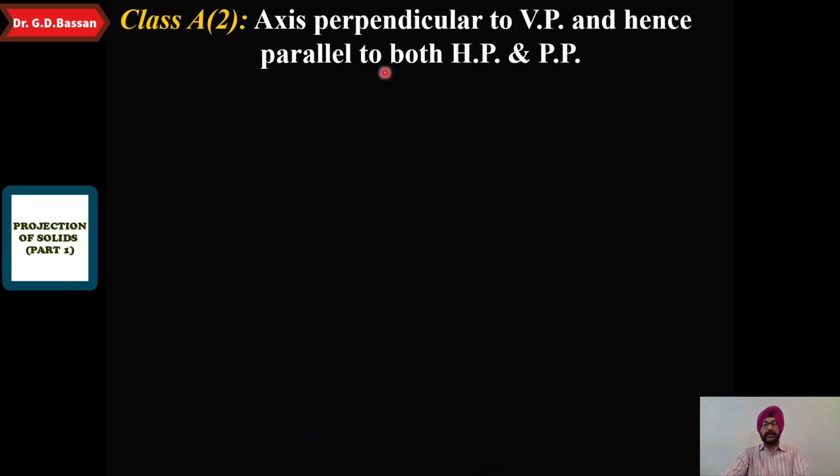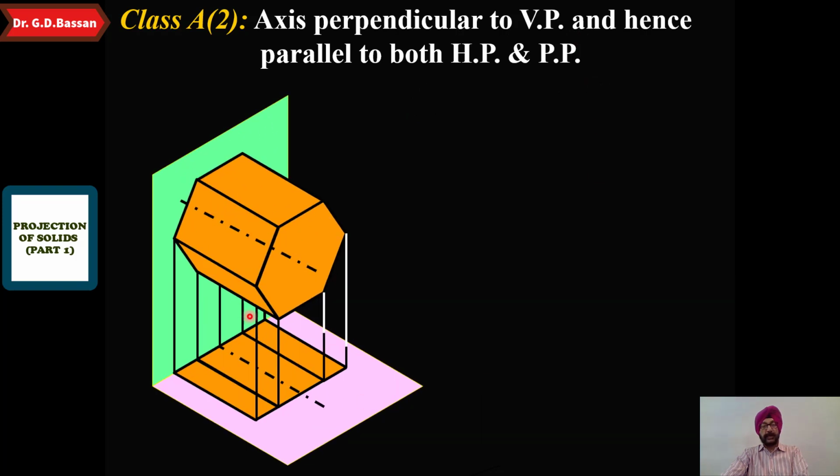Okay, now we go for the second case, in which the axis is perpendicular to VP and hence it is parallel to both HP and the profile plane. So here let us take an example. Now what is this solid? It is a prism because it has two bases, and depending upon the shape, it is a hexagonal shape. So this solid is a hexagonal prism.